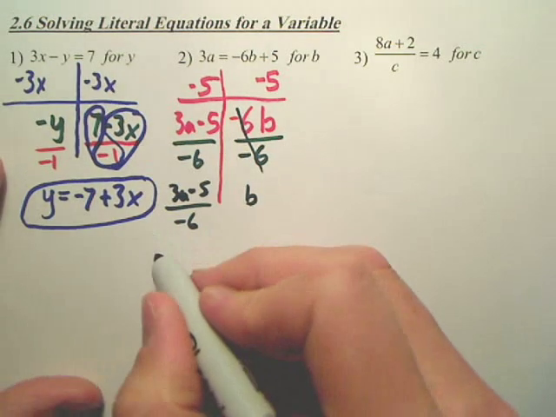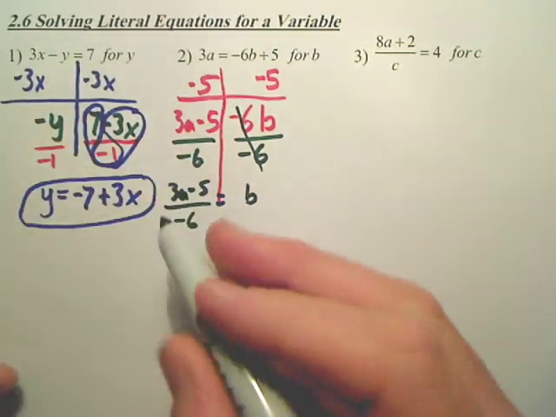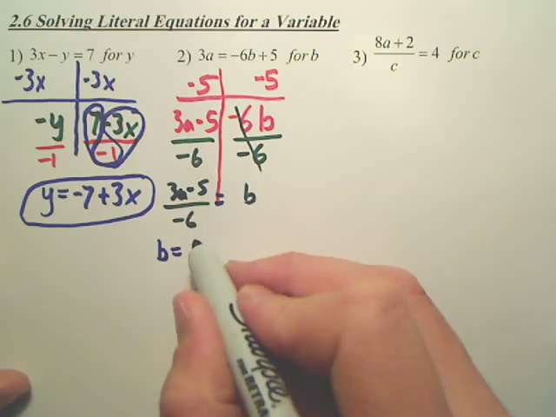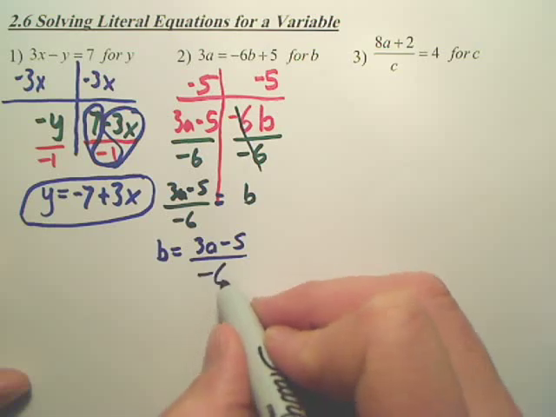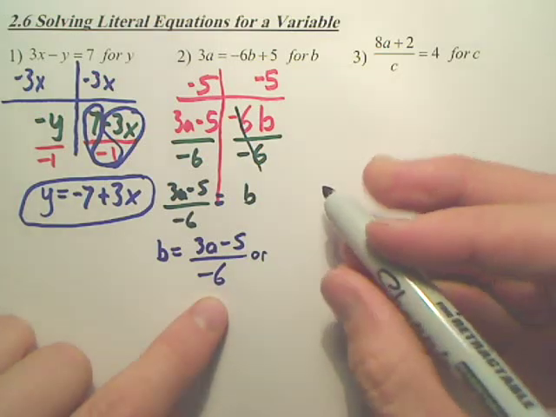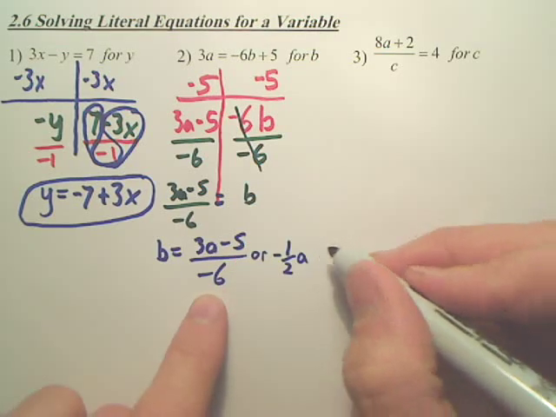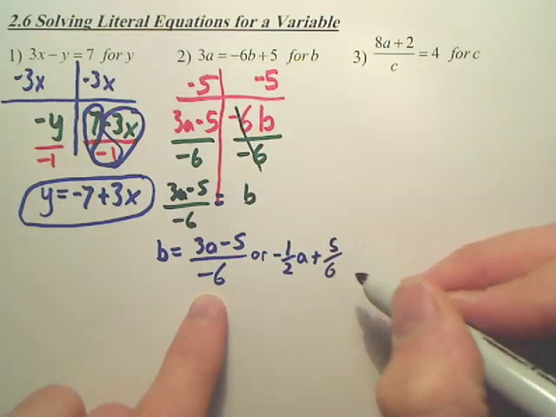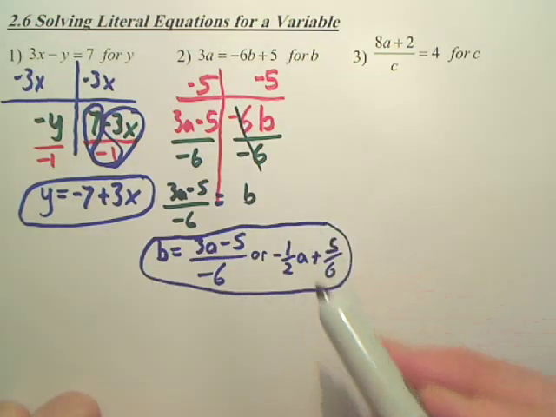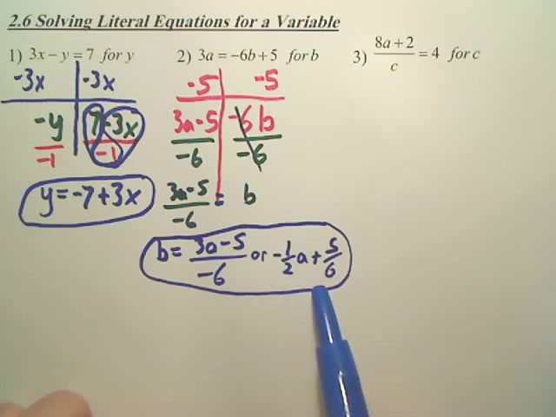So your answer could be two answers. I like to, can I flip-flop this? I'm going to flip-flop the sides, because I like to usually have b equals instead of b over here. So you can either write it as 3a minus 5 over negative 6, or what's 3 divided by negative 6? That's negative 1/2. And negative 5 divided by negative 6 doesn't reduce, but you could write it as 5/6. Either of these answers work for b. I kind of like this one better than this one.